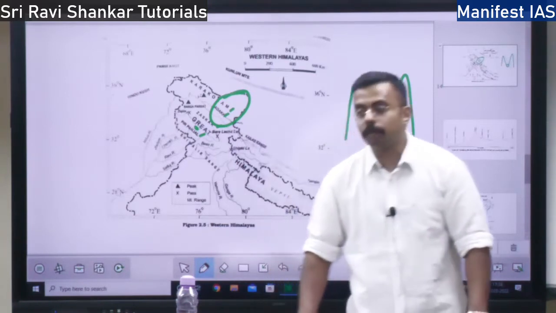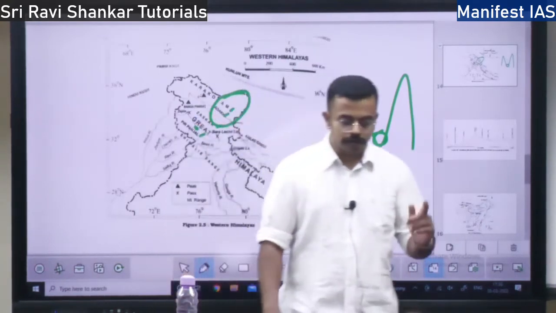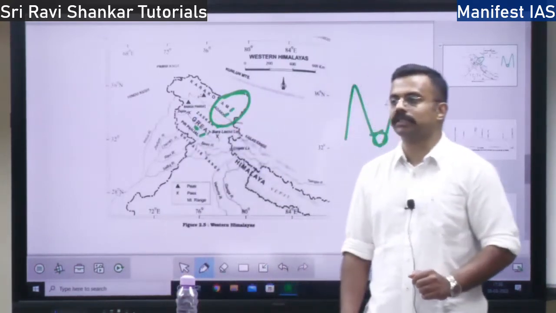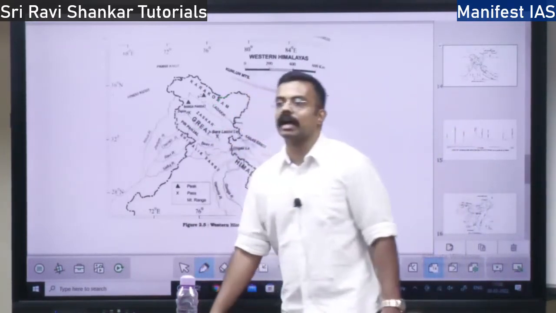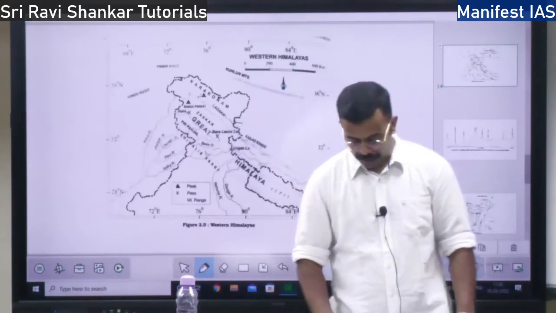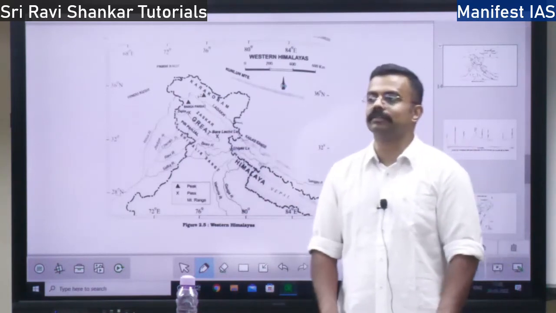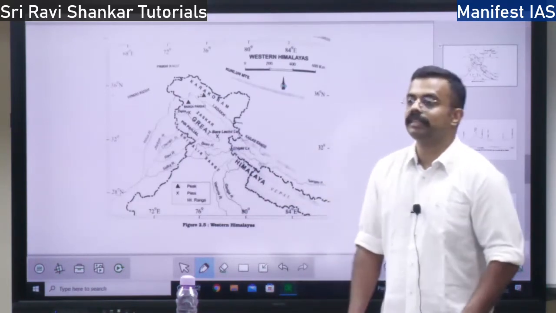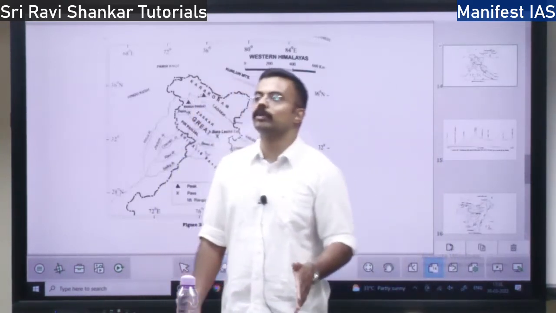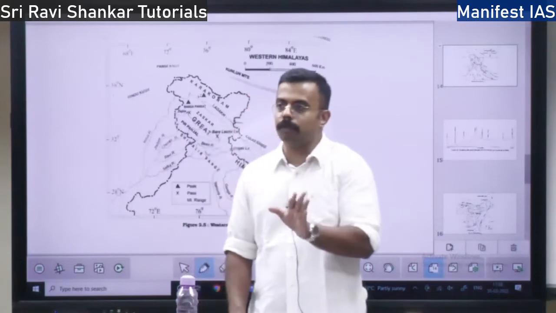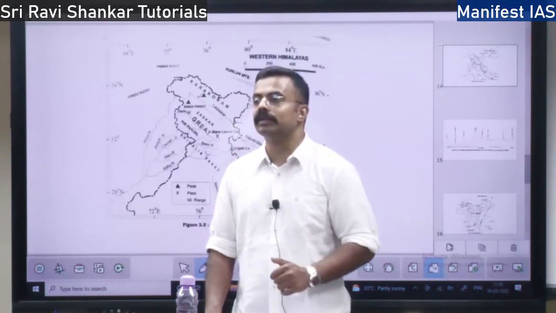So we will talk about the passes now. The passes are very, very important from your exam perspective. So the first pass is Jojila Pass. So where is this Jojila Pass? Jojila Pass is on Greater Himalayas. Then you have the Potula Pass. What is a pass in the first place? See, these are very big mountains. So in order to cross the mountains, these passes are very small places where we can cross the mountains, where the mountains are not very steep, right?